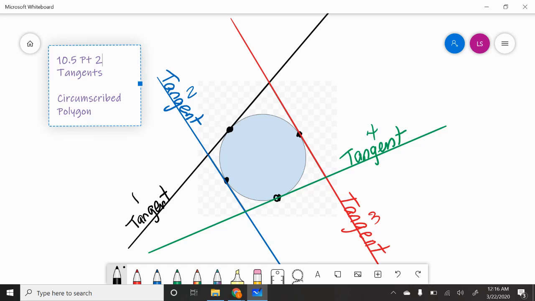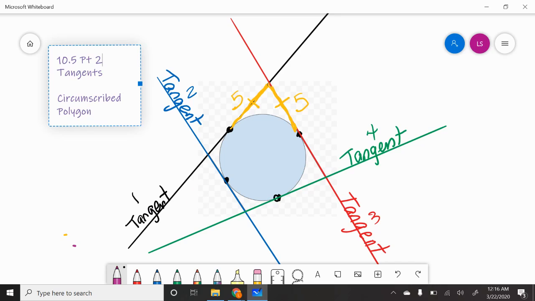Now remember, yesterday we talked about when 2 tangents intersect outside the circle, those 2 tangents are congruent. So I'm just going to randomly pick 2 tangents. Right here and right here, these 2 tangents are congruent. So if I tell you that, for example, this is a length of 5, then you know that this is also 5.